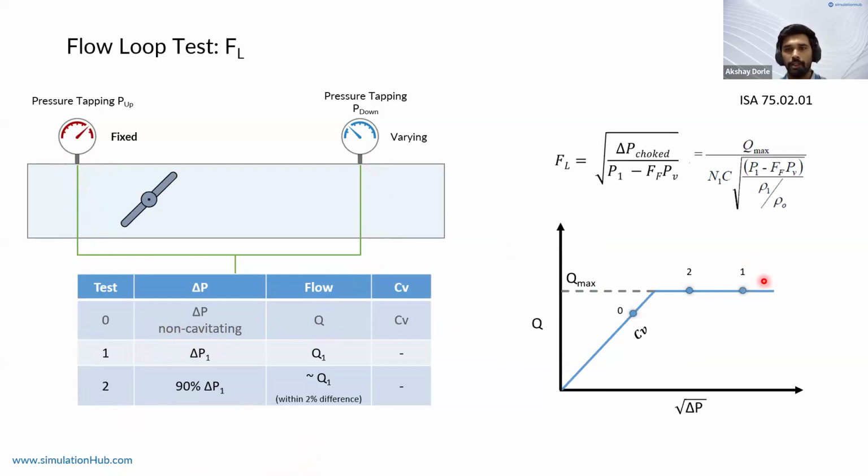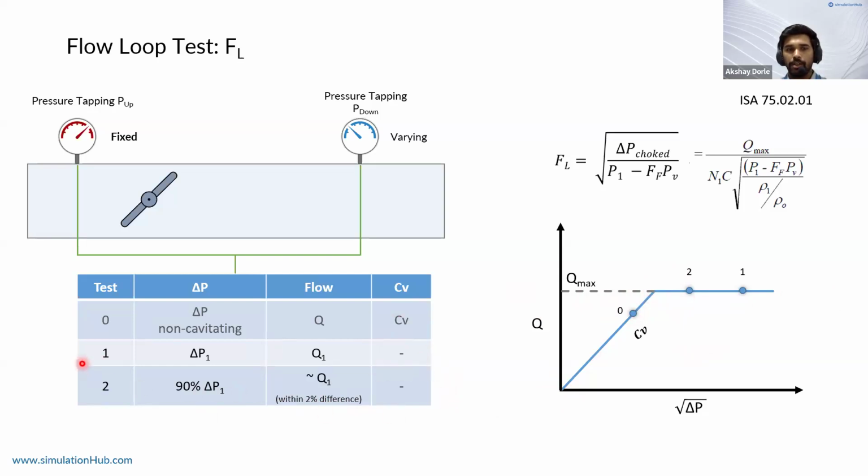In this case, we have increased it to this point, and then we either increase it or decrease it by a certain amount. Let's say we decrease it by 10% and we observe the flow rate. If the flow rate deviation, or the difference between case 1 and case 2, is within 2%, then we would say the flow has effectively choked, and the intersection of these two curves, the Qmax and the CV that we got from the first, will give us the FL value.